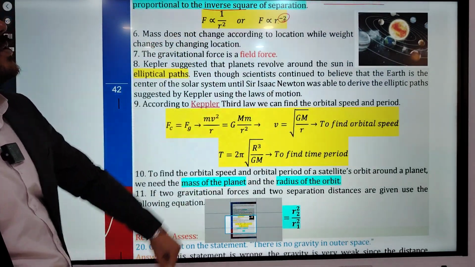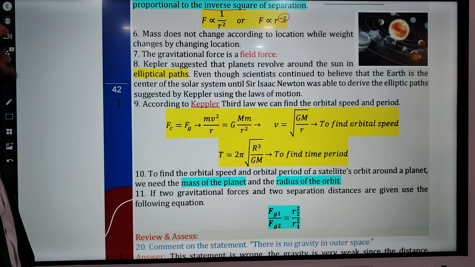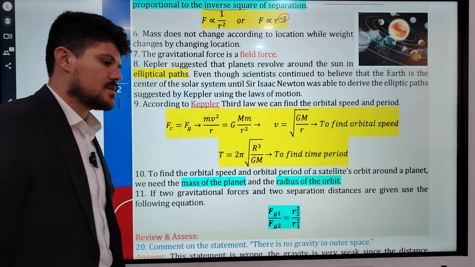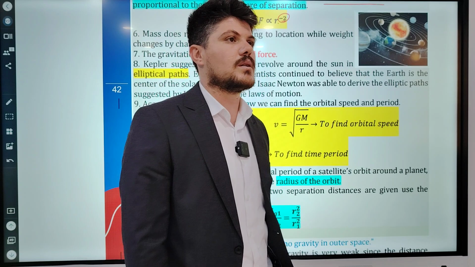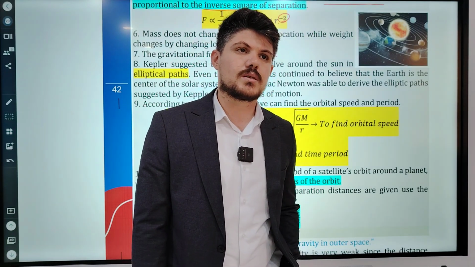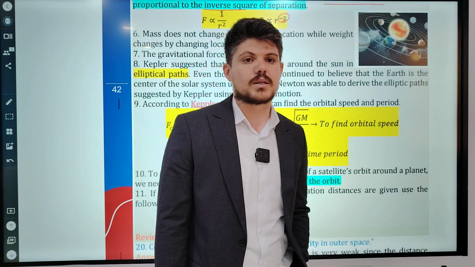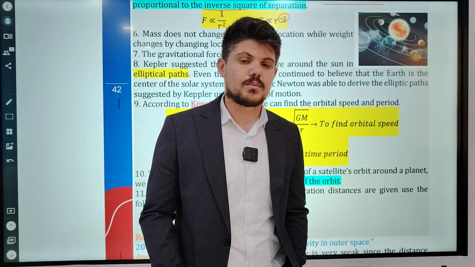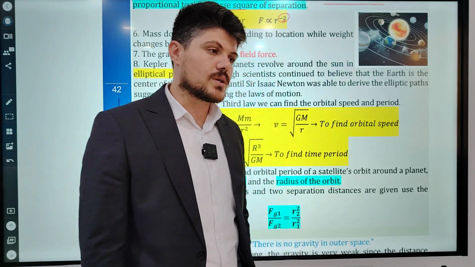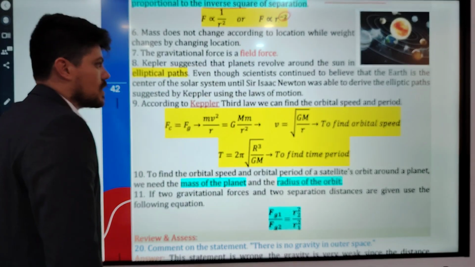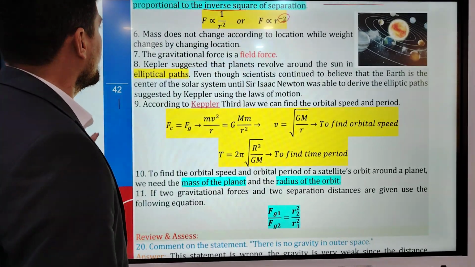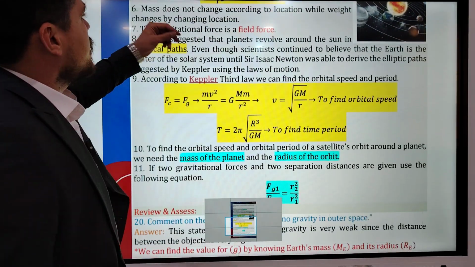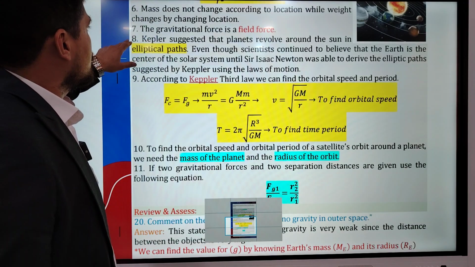Mass doesn't change according to the location, while weight changes by changing location. Why? Because the mass depends on the number of particles; it decreases and increases by decreasing and increasing the number of particles. But weight is a force, the gravitational force, which depends on the location and the mass. Okay? The gravitational force is a field force, as I mentioned.